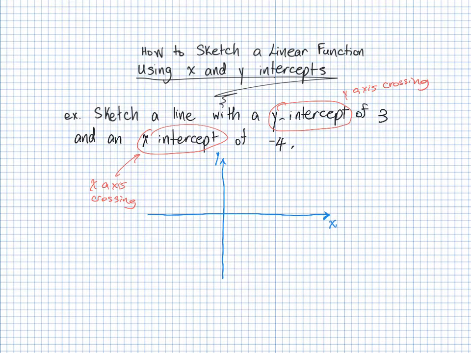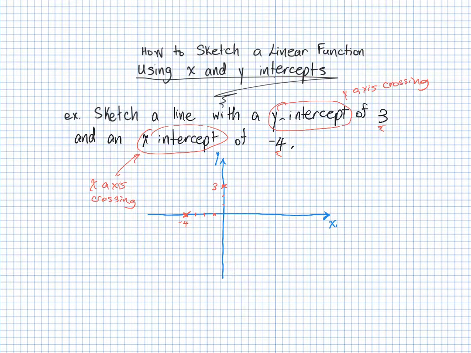Okay, so we know from this question that we want a line that is passing through the y-axis at 3 and the x-axis at -4. So we can go ahead and look at our axes. First, let's look at our y-axis. And on our y-axis, we have 1, 2, and 3. So that right here is our y-intercept. And on our x-axis, we have -1, -2, -3, and -4. So this point right here is our x-intercept.